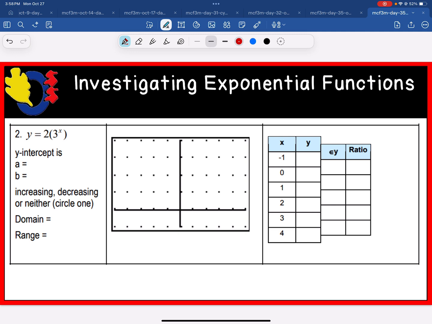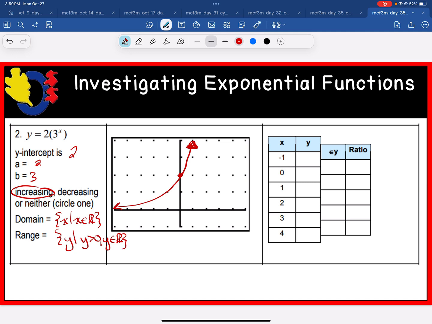All right, so similar question, we've just switched the a and the b. The y-intercept this time, if you plug this in on Desmos, you should notice that it's 2. We approach the x-axis, but we never actually touch the x-axis. Remember, this is called an asymptote. So the y-intercept is 2, or as a coordinate (0, 2). A is 2, b is 3. The function is increasing. Our domain is x such that x is an element of the real numbers. Our range is y such that y is greater than 0 and y is an element of the real numbers.